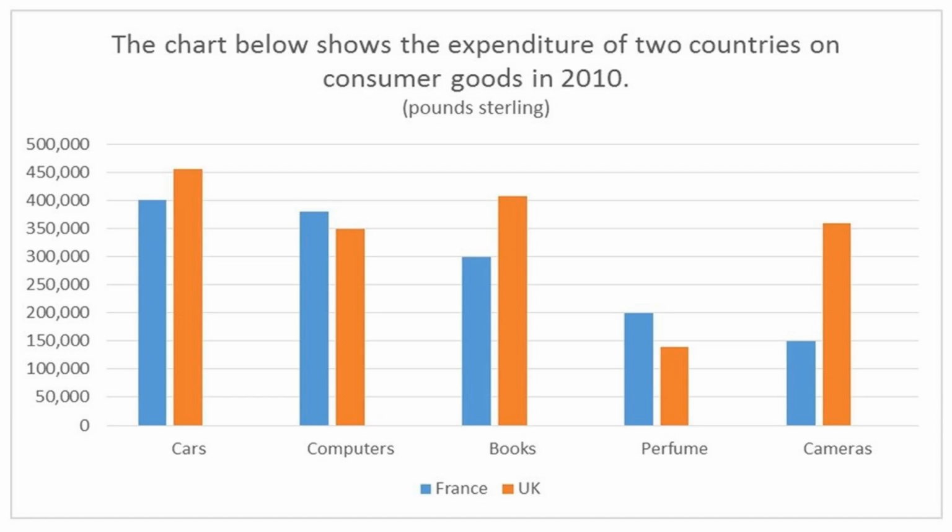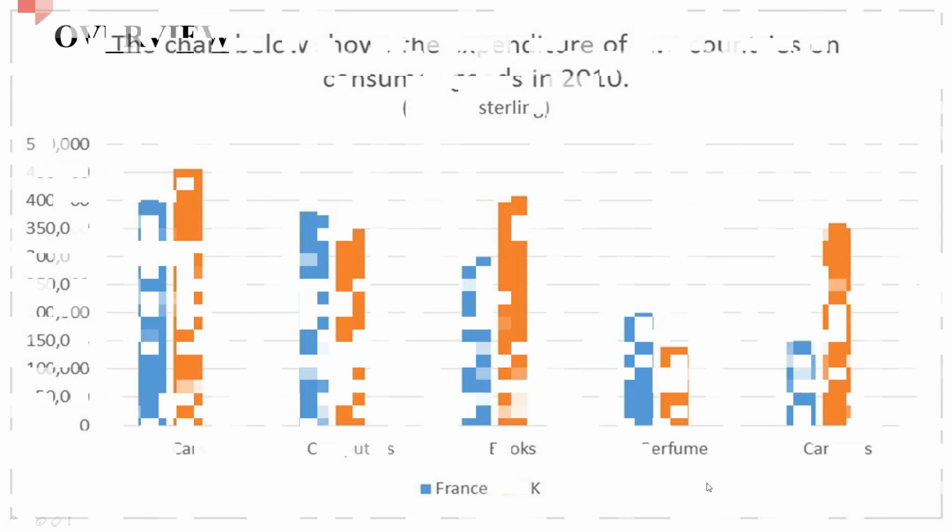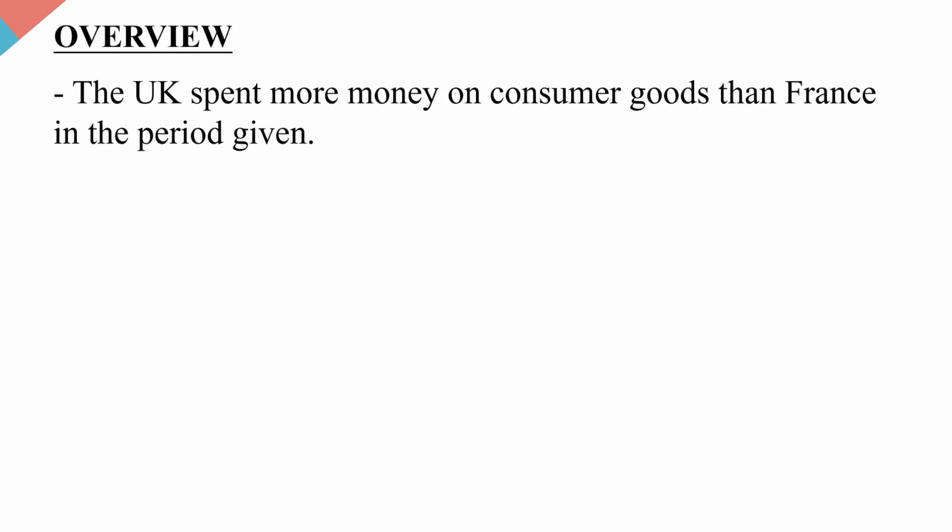The next feature is that the UK and France are similar because they spend much money on cars. Okay, so we have the statement like this. The UK spent more money on consumer goods than France is the previously given feature.